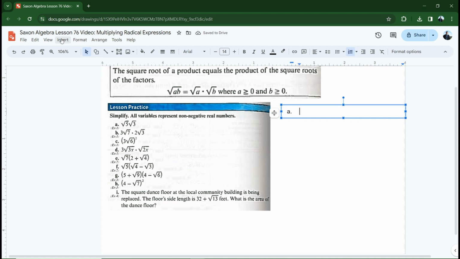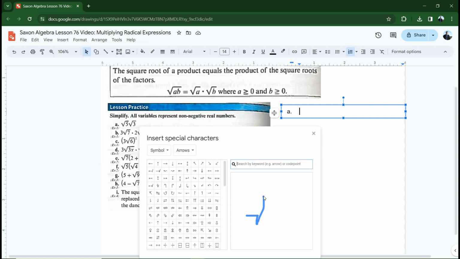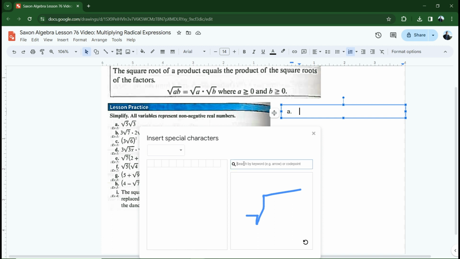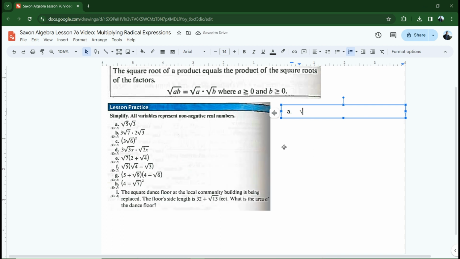I'm just going to go ahead and grab my square root symbol here. We're going to be using that regularly throughout this lesson. So there we go. Let's see if we can search for it. Oh, there it is. Okay, excellent. The square root of 5 times the square root of 3 is the square root of 15, and I'm done with the problem. The square root of 15 can't be simplified any further. It doesn't have any perfect square factors.